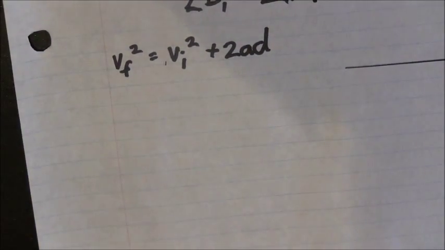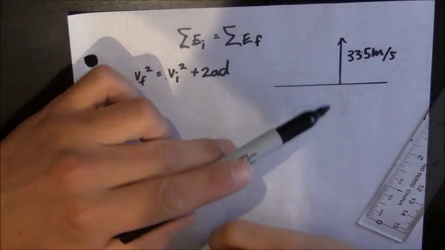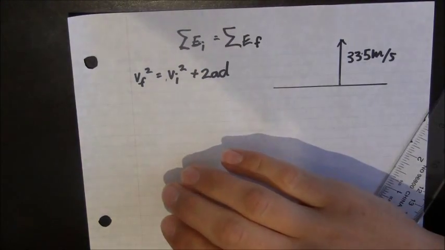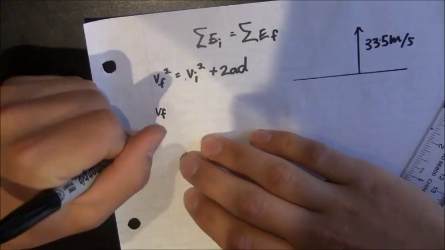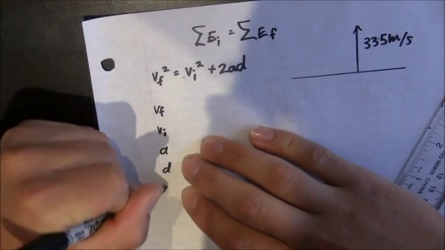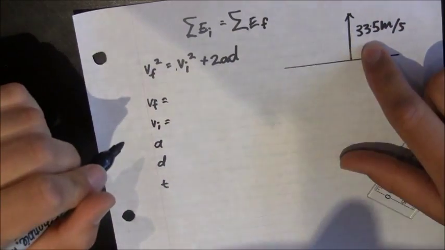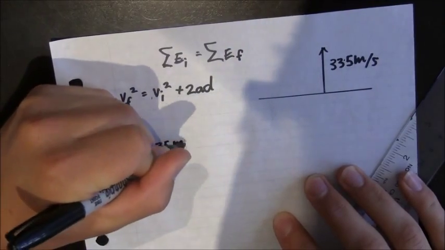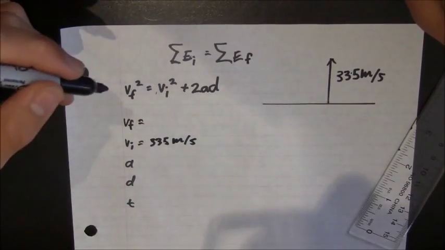So let's list what we know here. I don't have to break this down into x and y components, which we'll do later, because that's obviously a lot more complicated. So let's list all our variables. What are we given? Well, we know initial velocity is given here, 335 meters per second. What's VF?